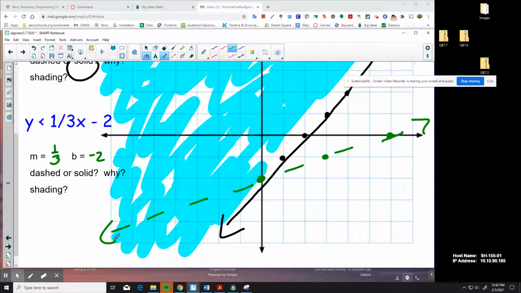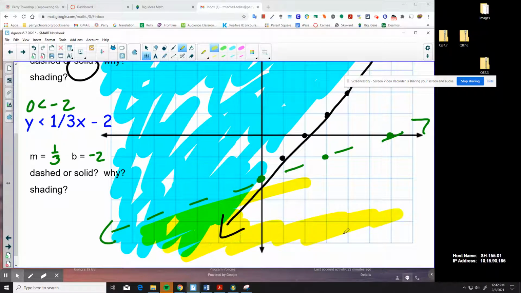And I'm testing the origin again with a completely different color. So 0 is less than -2. 0 is not smaller than a negative number. That 0, 0 is false. So I'm going to shade on the other side. So I'm shading below it. So that means anything in this little green area is part of the solution. And again, the answer is your graph.